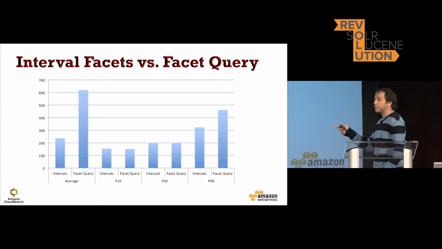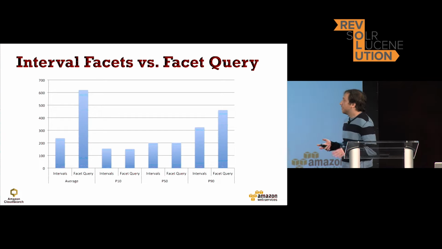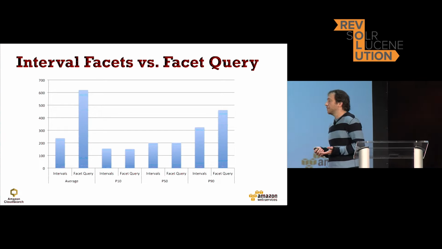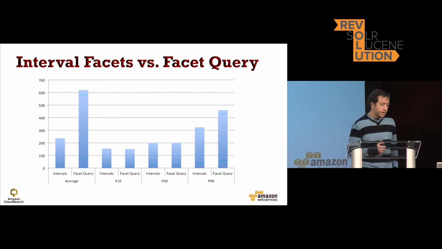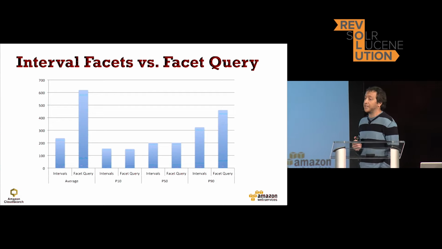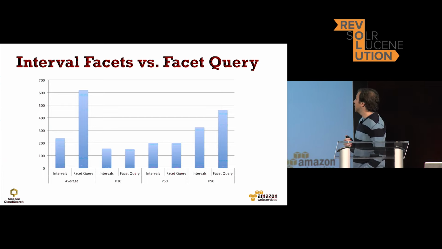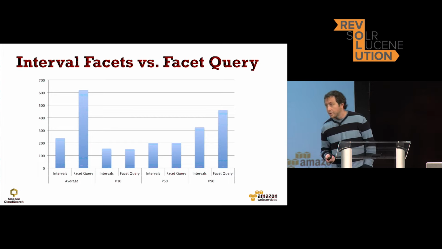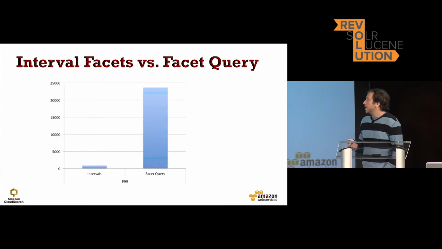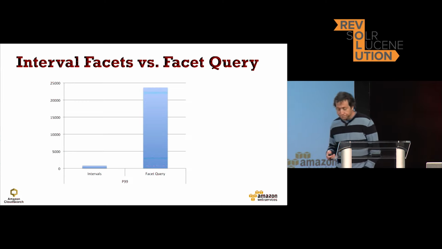However, if you go to the lower percentiles, they are almost the same or even better for facet query. Those are the cases where your filter is coming from cache. If you go to the higher percentiles, like the 90th percentile, you see that intervals is already doing better than facet query. But if you go to P99, the 99th percentile, you see that intervals is doing extremely well compared to facet query. Facet query is doing terrible. And this was the case we were hitting.